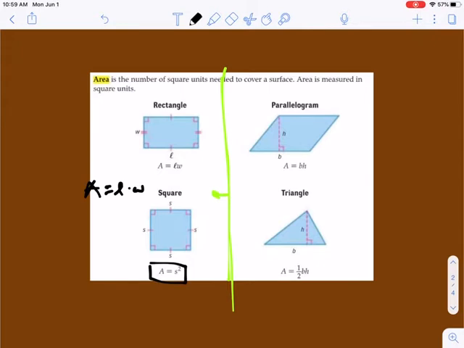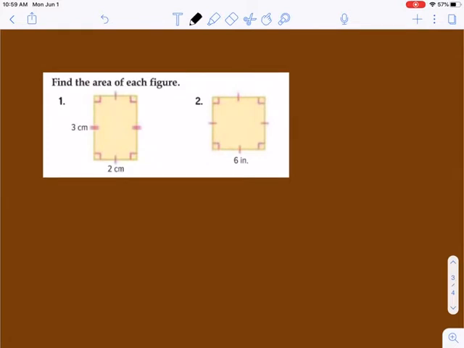So let's use those and let's do some problems. We've got this first problem here, number one. We've got a rectangle, and I can tell it's a rectangle because of the way these hash marks are. This one here corresponds with this one, and this one here corresponds with that one. If you've got that and the sides are not all equal, you have a rectangle. And I know it's a rectangle because of all the right angles in it.